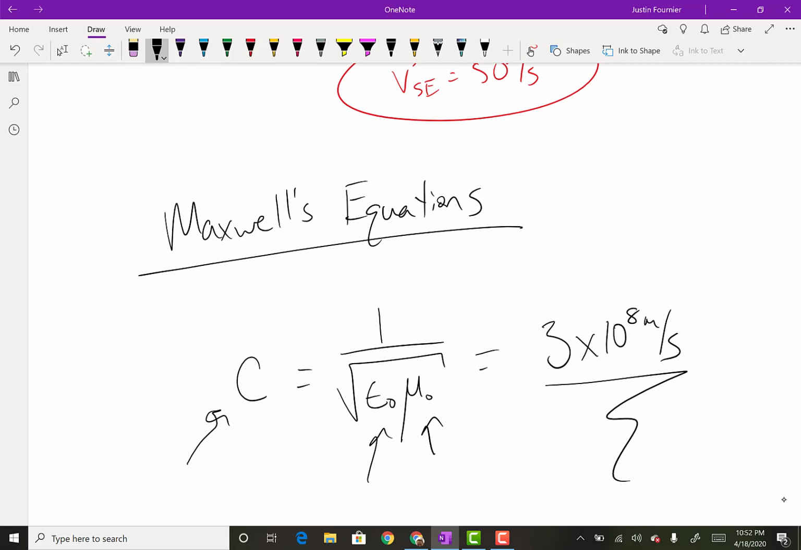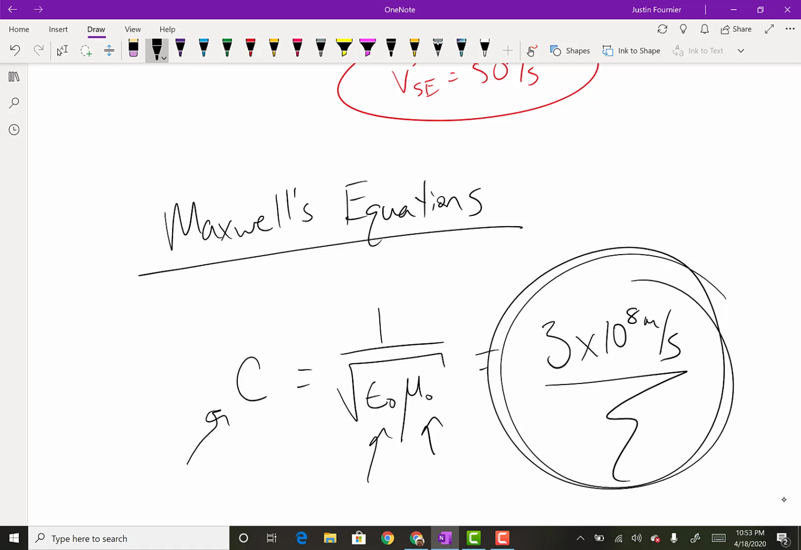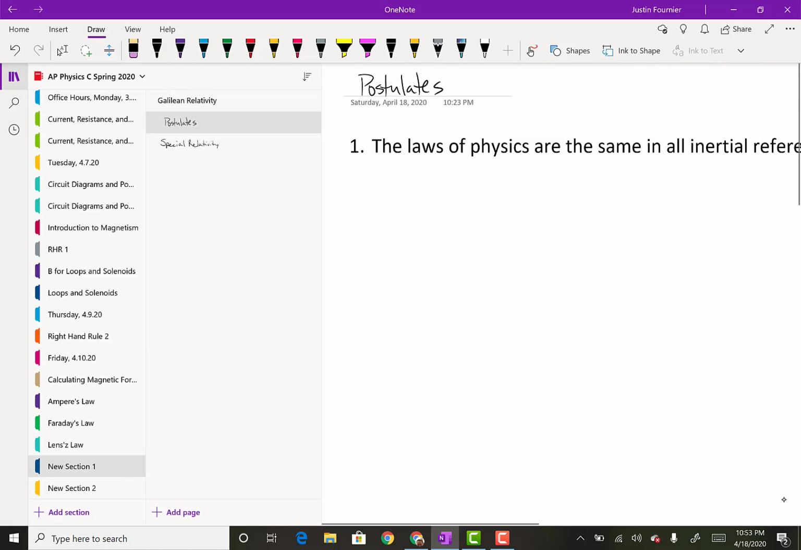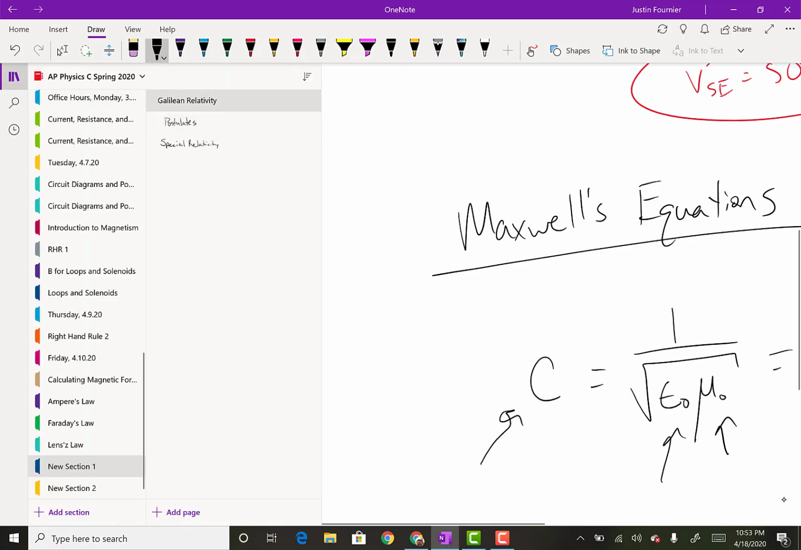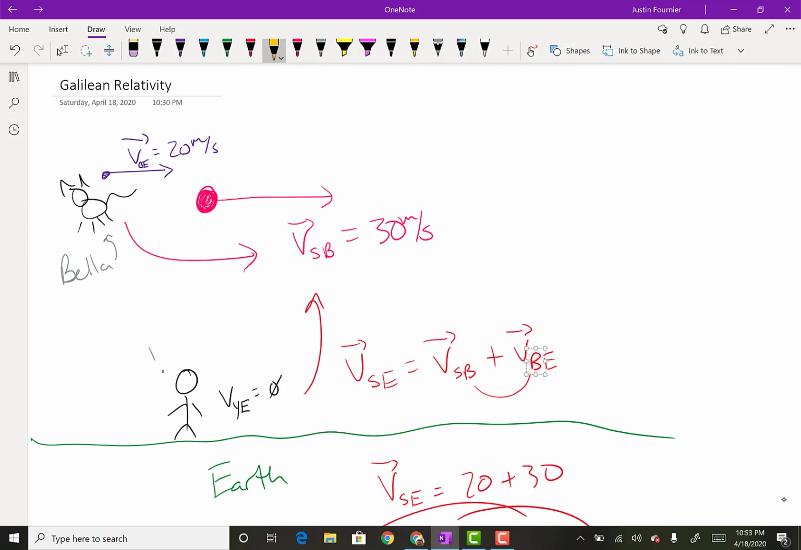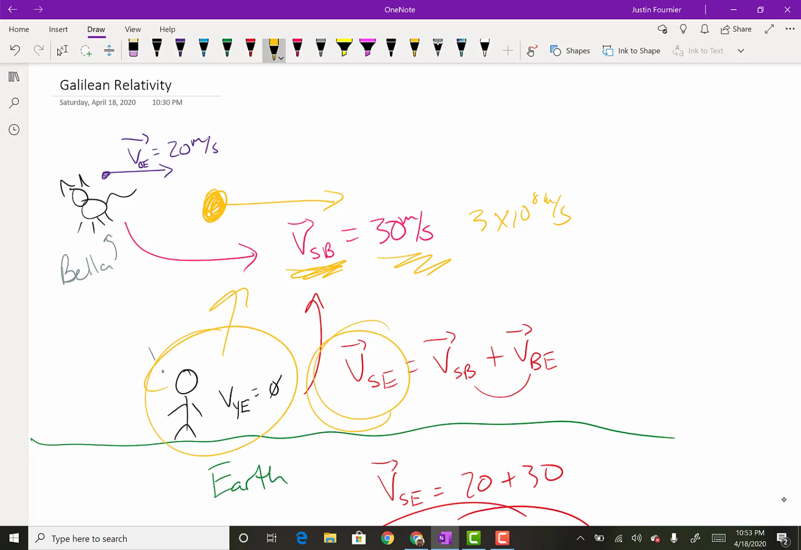And physicists at this time went, you know what, Maxwell's equations are doing a great job expressing electricity and magnetism and electromagnetic radiation, but something must be wrong with them because they keep saying that the speed of light is constant. That can't be true, because let's go back. If Bella was instead shooting out a light beam, like a flashlight, well, she would see it as going some speed, maybe 3 times 10 to the 8 meters per second. However, if you were down here, you would see it as going 3 times 10 to the 8 plus Bella's velocity.